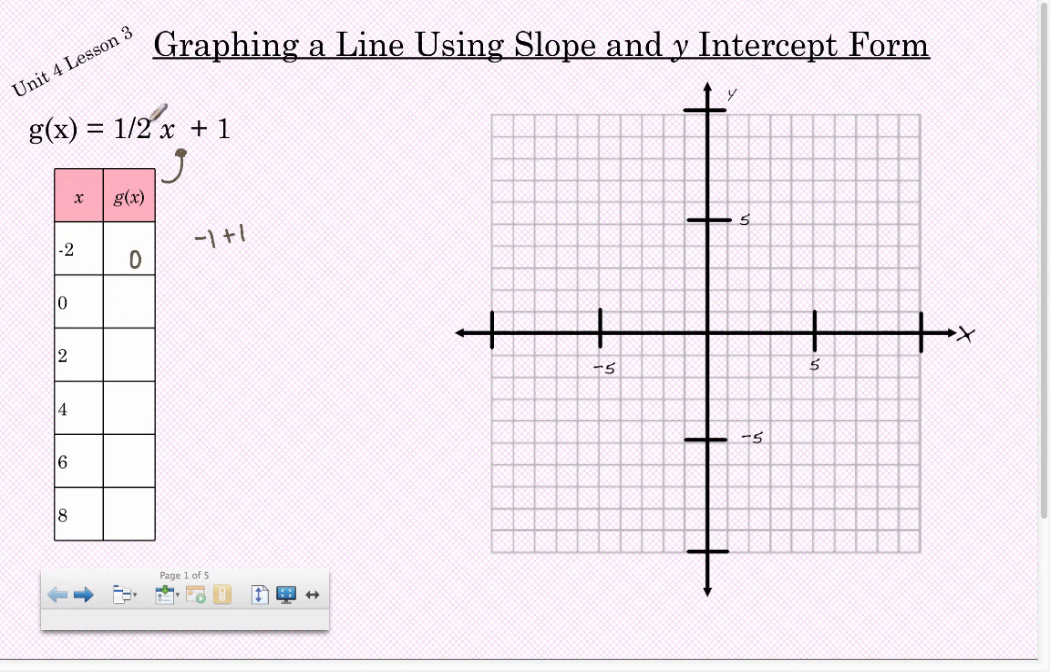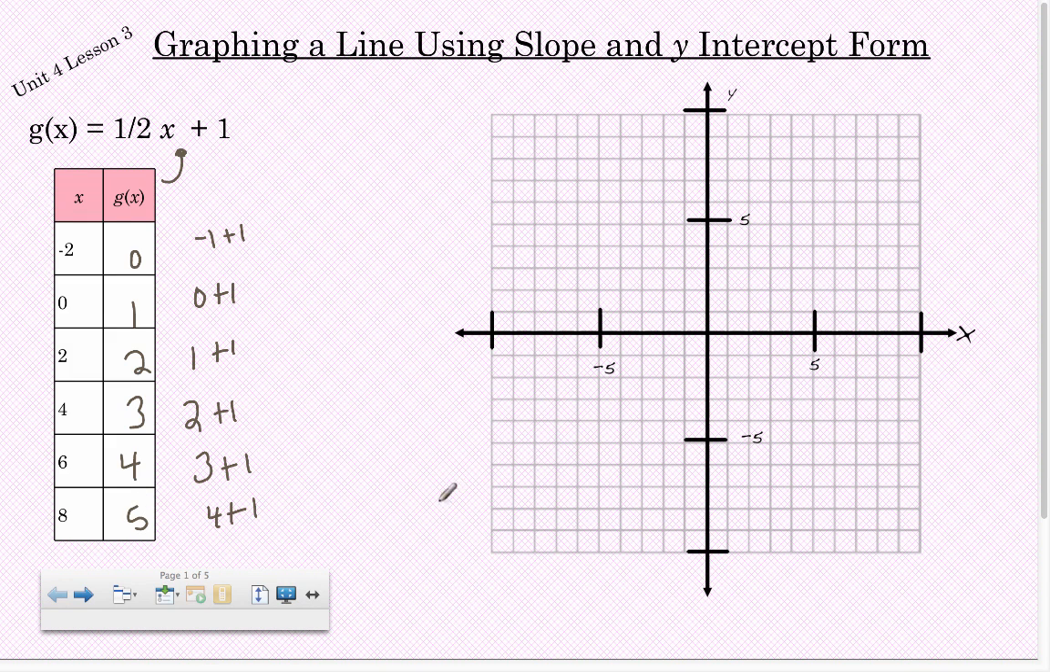When I put 0 in, half of 0 is 0, plus 1 is 1. When I put 2 in, half of 2 is 1, plus 1 is 2. When I put 4 in, half of 4 is 2, plus 1 is 3. When I put 6 in, half of 6 is 3, plus 1 is 4. When I put 8 in, half of 8 is 4, plus 1 is 5.